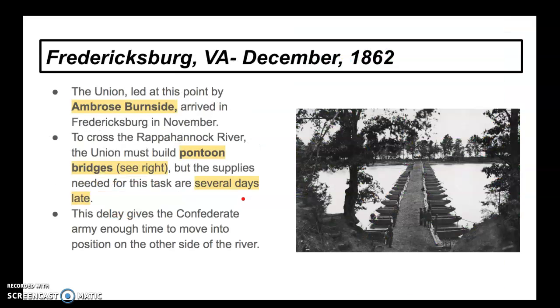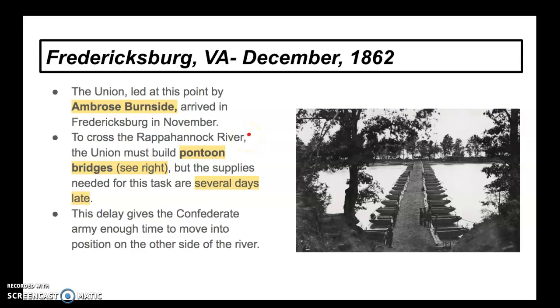So let's look at Fredericksburg. This is 3 months or so after Antietam. December 1862, the Union, at this point, is led by Ambrose Burnside. Lincoln has sacked George McClellan. Burnside is in control now. He arrived at Fredericksburg in November, and he wanted to cross the Rappahannock River, which is one of those many rivers that cut through this part of Virginia.